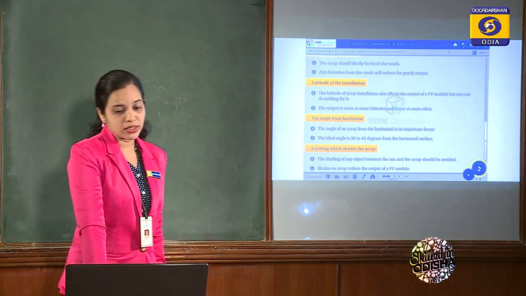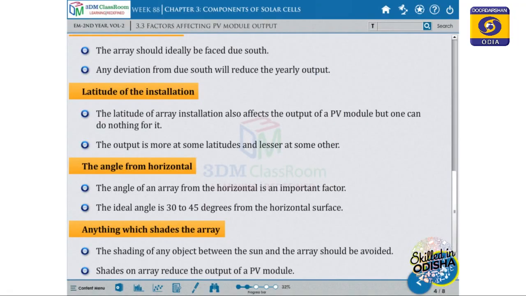The angle from the horizontal. While installing a photovoltaic module, we have to keep the angle of installation. The angle of the installation from the horizontal line should be a minimum of 30 degree to 45 degree. While installing a solar panel, the panel must be at a 30 degree to 45 degree angle from the horizontal line.